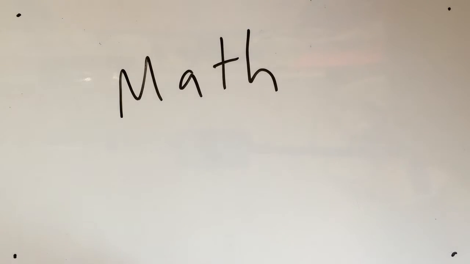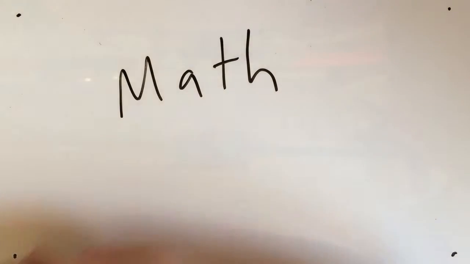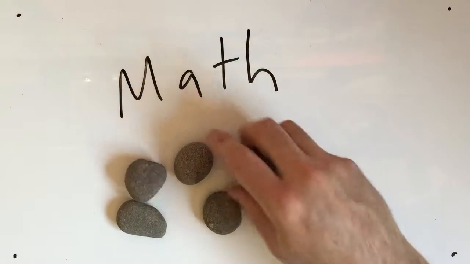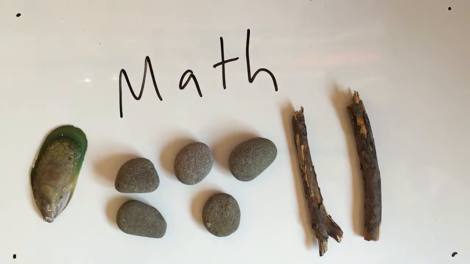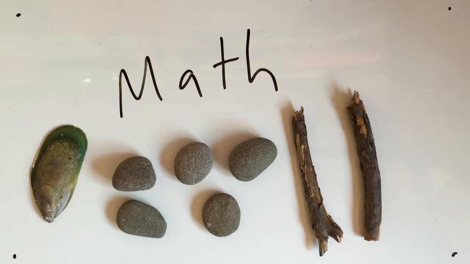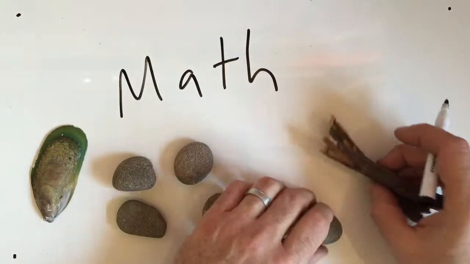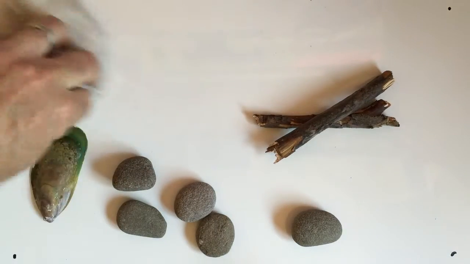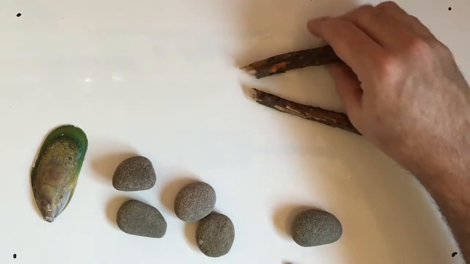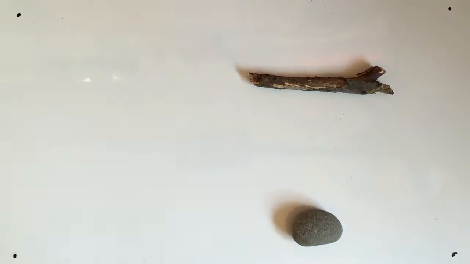They would use basic things that they would find on the ground, like rocks, sticks, and shells. The Mayans did their math vertically. They would work from the bottom to the top, and these would mean numbers.